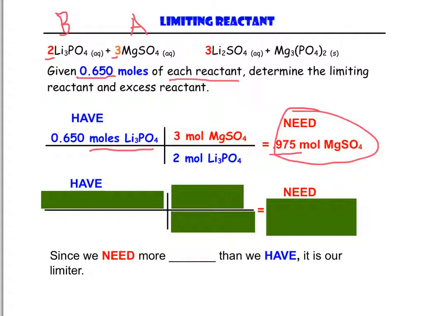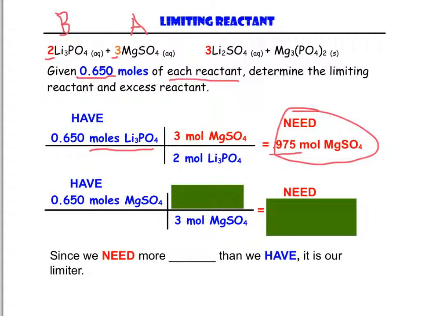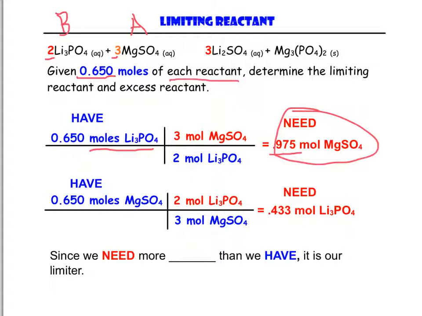So if we go through and do this, we have 0.65 moles of magnesium sulfate. They follow their same ratios, so it's 3 moles of magnesium sulfate to 2 moles of lithium phosphate. And you'll see that in order to use up all of my magnesium sulfate, I would only need 0.433 moles of lithium phosphate. So therefore, my lithium phosphate is going to be my excess. So if we look at the bottom here, since we need more MgSO4 than we have, it is going to be our limiter.